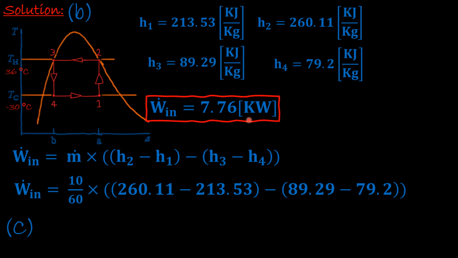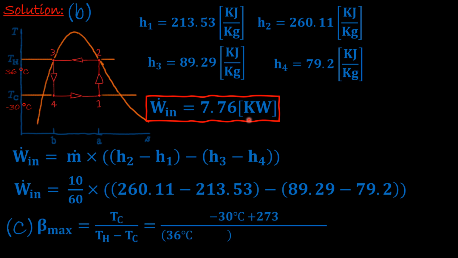Next, we will also find the maximum theoretical coefficient of performance. And remember in here to convert your degree Celsius to degree Kelvin, and it will give you a coefficient of performance of 3.7.